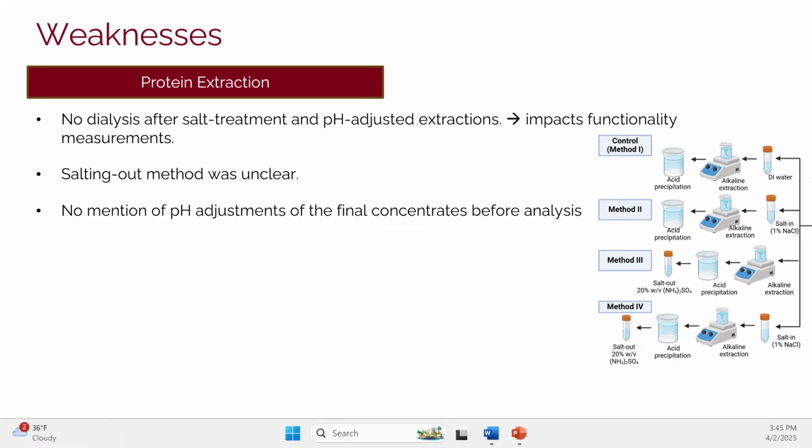And also they didn't mention adjusting the pH of the final concentrates before doing all the protein characterization. In terms of food applicability, a lot of food application happens at neutral pH, but they didn't really mention adjusting it back to neutral pH, so how translatable is the data for food application?